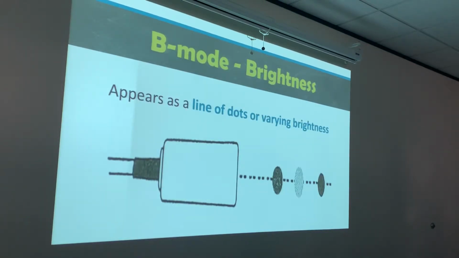Appears as a line of dots of varying brightness. Okay, know this picture right here, guys. Just know that picture. So just like A mode appears as upward spikes, B mode appears as a line of dots of varying brightness. Okay, the varying brightness depends on the strength of the returning echo.